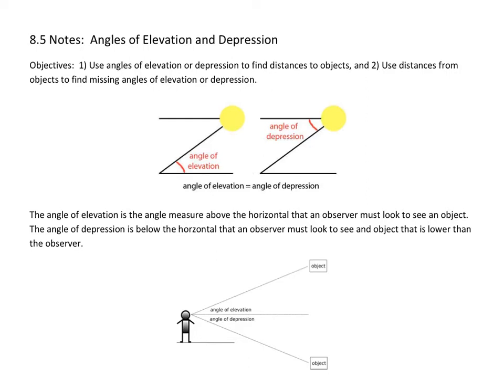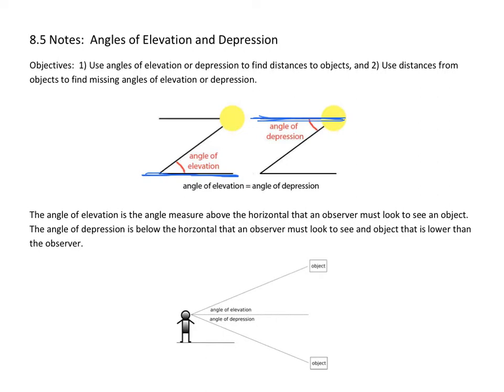So first, on the vocab side, the angle of elevation would be from this bottom horizontal looking upwards to an object. And the angle of depression is congruent to that in that same scenario, and that would be going from the top horizontal looking back down. And you could see, if we highlight those horizontals, if these horizontals are parallel, then the angle of elevation and the angle of depression will be alternate interior angles and therefore congruent.